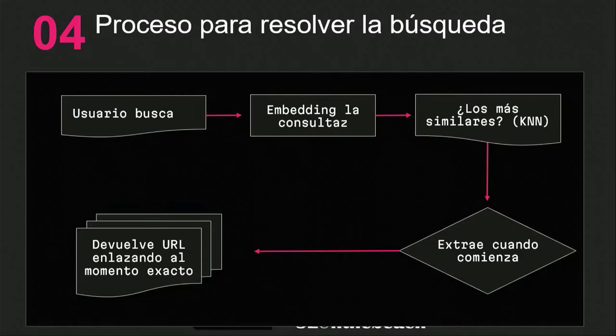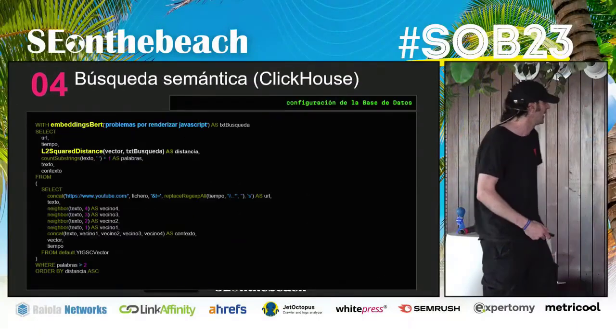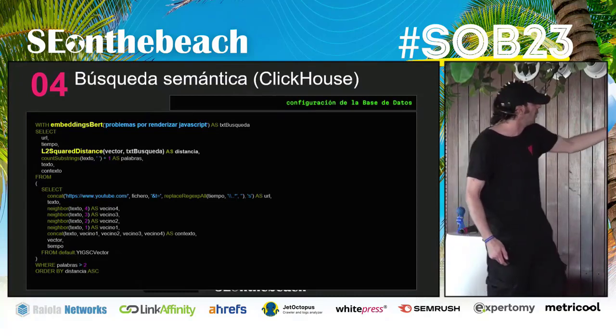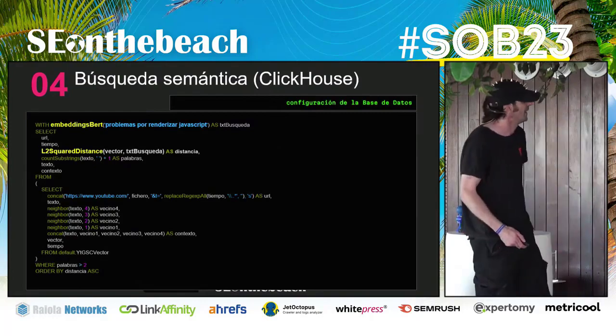There are lots of different combinations that you can use. If you have 10,000 sentences, for instance, you need to make 10,000 comparisons. So that's also something that takes time. So you look for the most similar sentences, and you extract them when they begin, and when the video begins, you take the URL and link back in the right place at the right time.